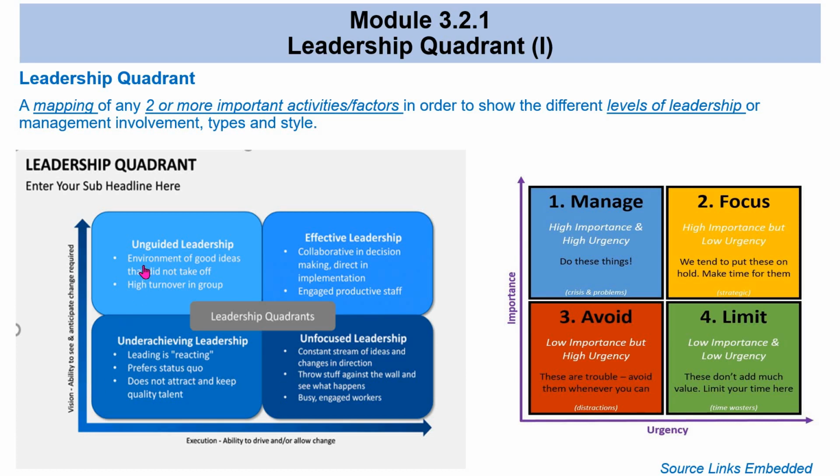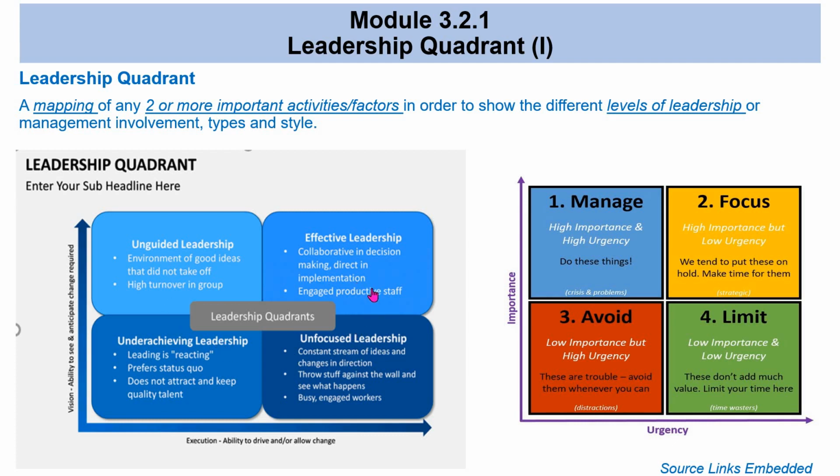But an unguided leadership in this case means you have a high vision, but you need some guide because you have a low execution ability. In other words, an environment of good ideas is there, but they did not take off. And there is a high turnover in the group, which means people are likely to share your vision, but you are not that good in executing them, which also has its downside.